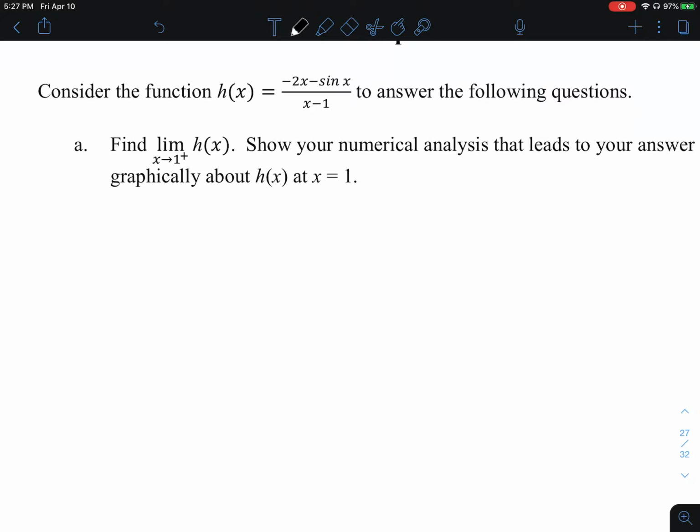Well, to find this limit, I don't have a ton of ideas. There's nothing to factor up here. You cannot factor an x out of the top because this is the angle. It's an inside function. This term does not have a times x in it. Even if you could, you can't cancel an x minus 1 from the top and the bottom.